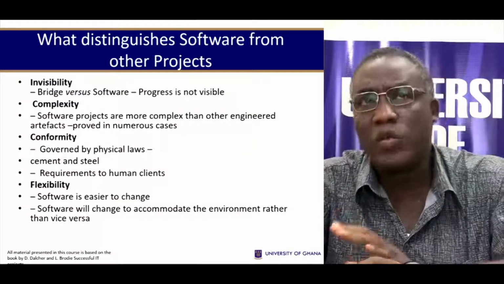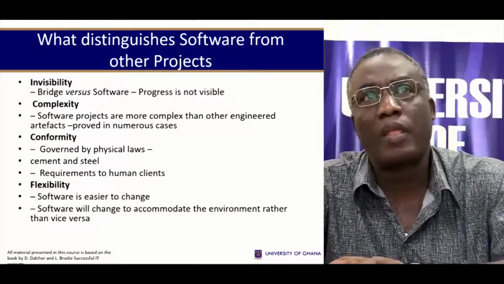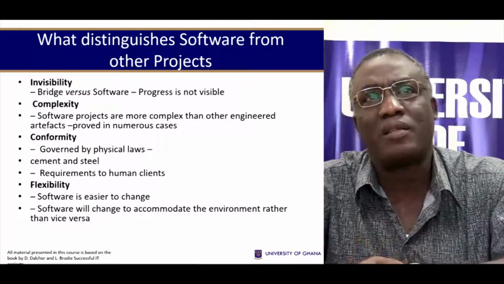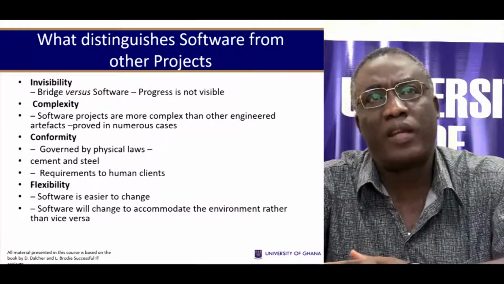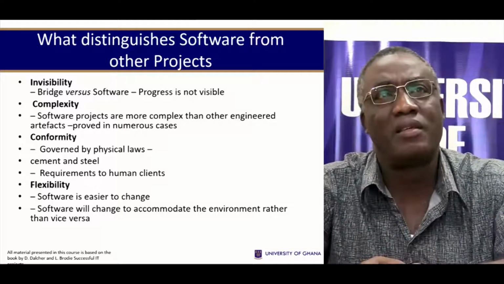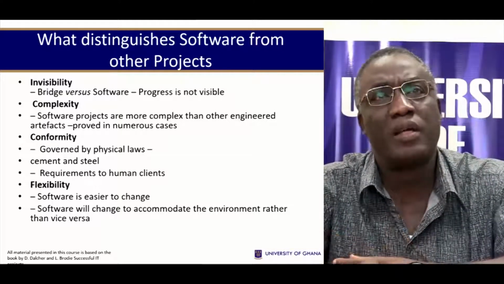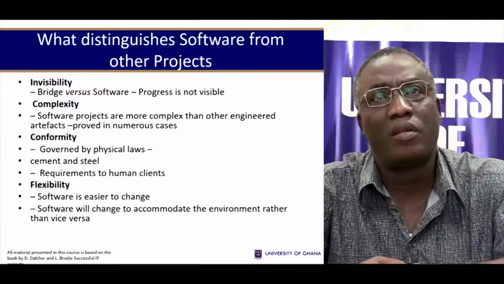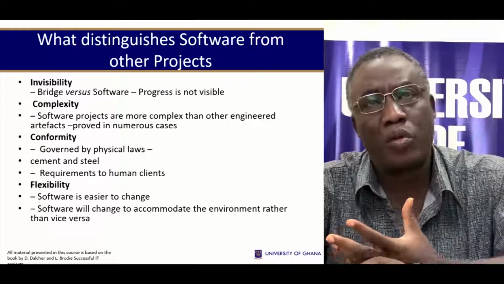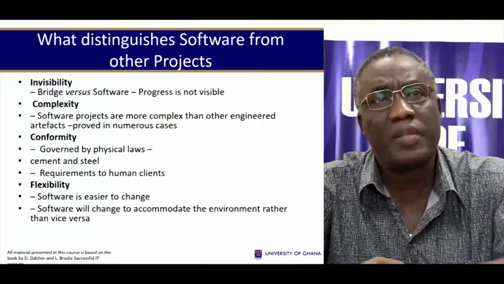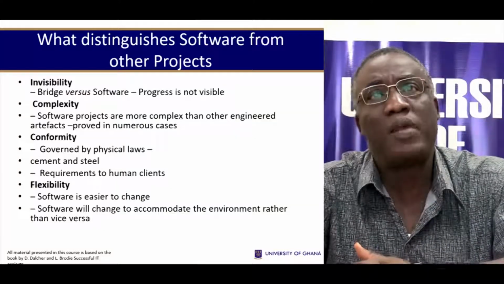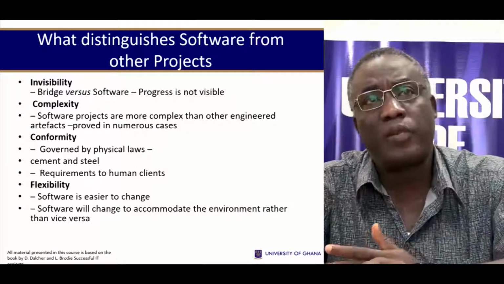Now, what is it that distinguishes software from other projects? You realize that in many instances, software is an invisible thing. So, for example, if an architect or a civil engineer was designing a bridge, you can easily see. So you can compare a physical bridge with a piece of software. In software, progress that you make is not visible, whilst in a physical bridge, you can see the progress. Also, there's something else, complexity. Software projects, it is argued, are more complex than other engineered artifacts. Also, conformity.